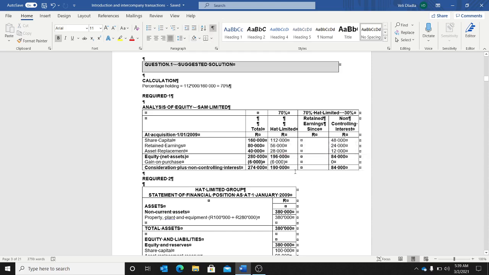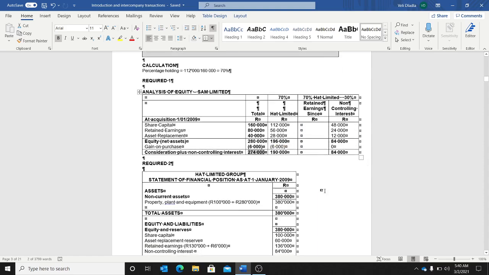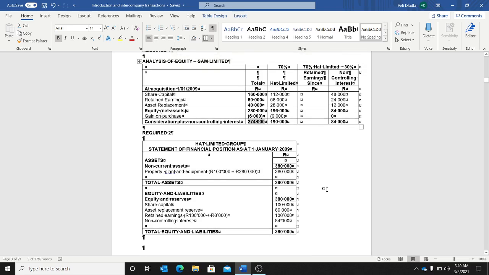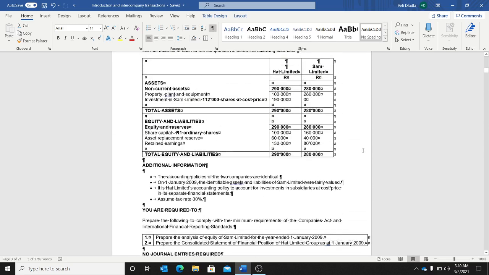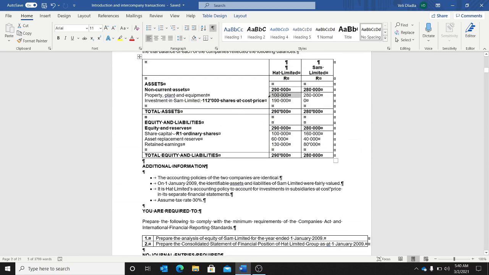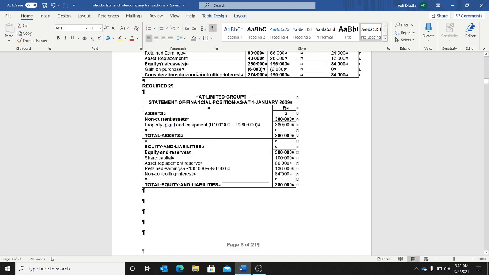Now, this 84 here and this 196, they add up to 280. You'll see. Now we're at the end. 84 plus 190 should give you 274. Then, because we're still at acquisition, nothing much has happened. These ones, you add the two, say 100 plus 280, you consolidate. Now here this figure is coming from 100 plus 280. All right, it's this.